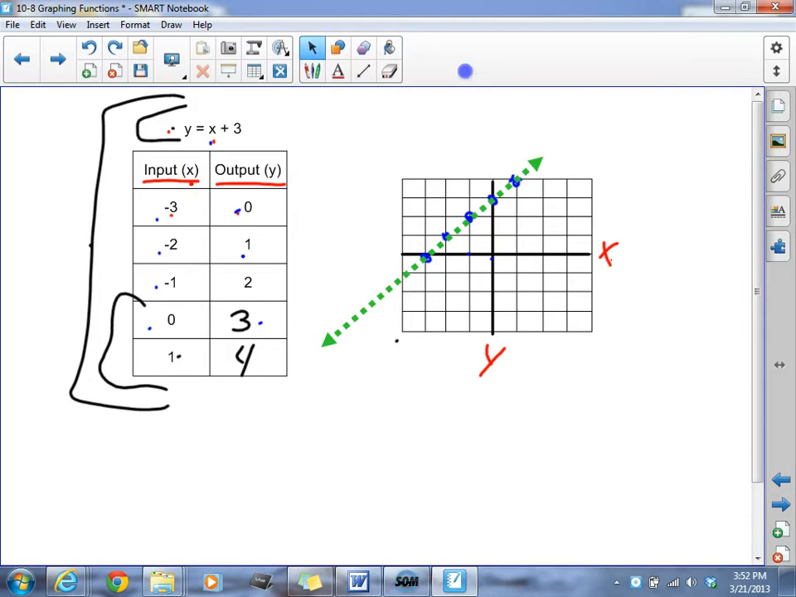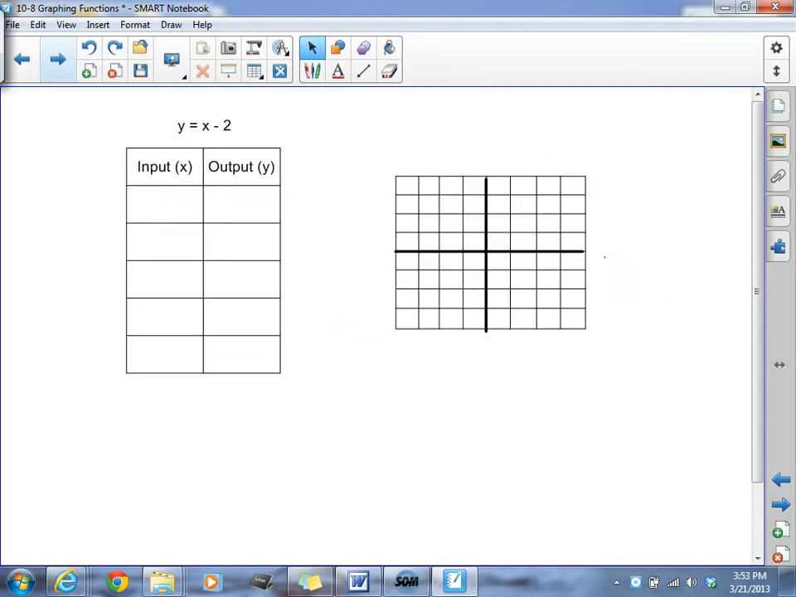Let's do one more very quickly, so we can basically start from scratch. Right here, I've given you a function. That's the function: y equals x minus 2. Now remember, we determine our input. We determine the x value. So we decide whatever x value we want, and we put it in there.